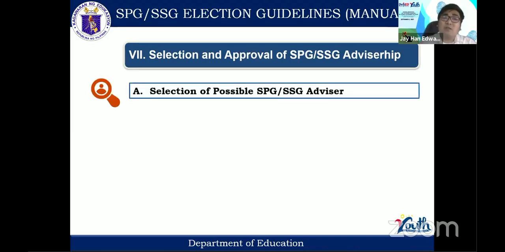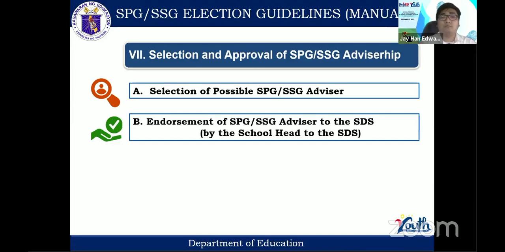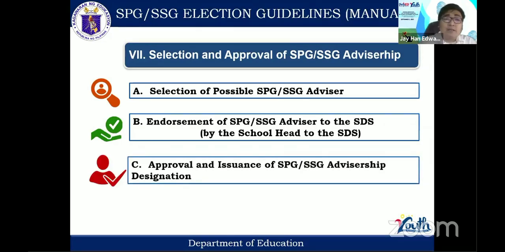Ngayon po, ang selection of possible SPG, SSG advisor po ay si school head po ang magse-select po ng SPG or SSG advisor. At ang gagawin naman po niya dyan ay i-endorse po niya yan sa SDS. Okay? It will have an endorsement by the school head to the SDS to make it more formal. Okay? And then, magkakaroon po tayo ng approval and issuance of SPG and SSG advisorship designation galing po sa Office ng Schools Division Superintendent. And ayun po, meron na po tayong selected and approved SPG and SSG advisor.